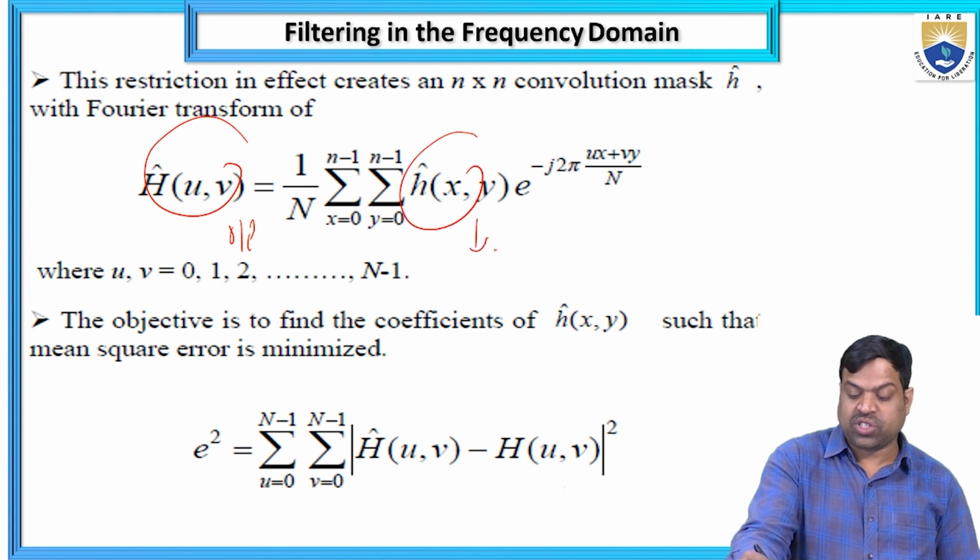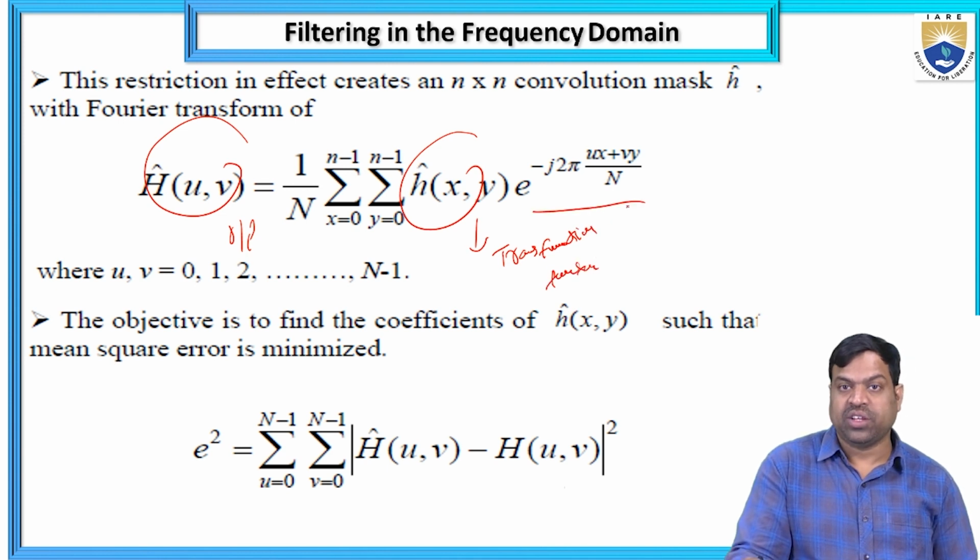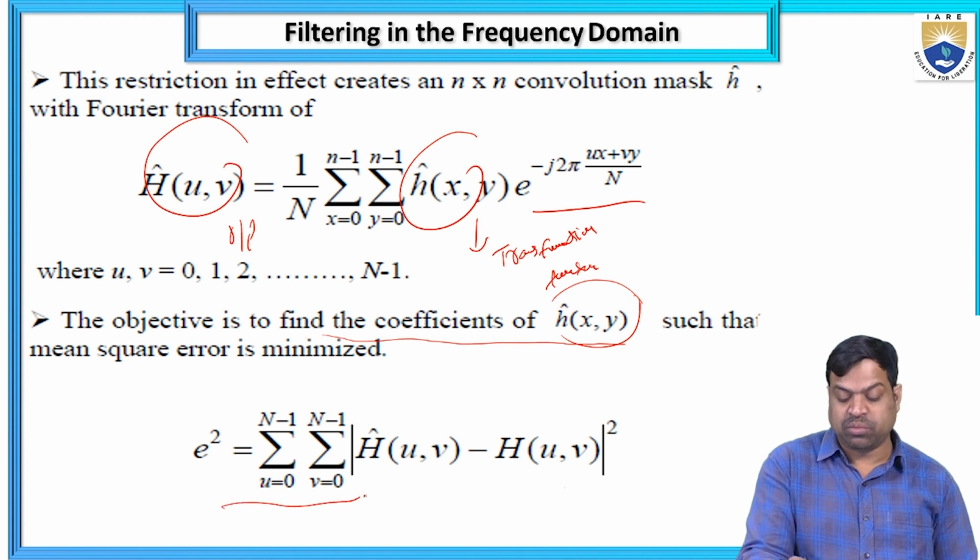It is the transformation function, with which I am applying the input function. So to find the coefficients of h of x comma y such that the mean square error is minimized.